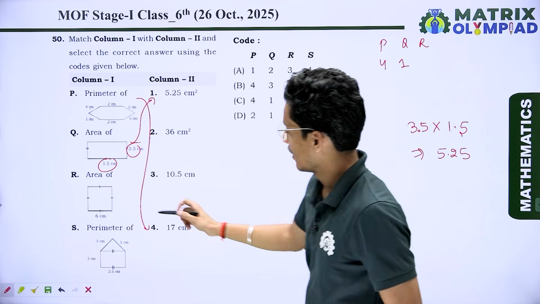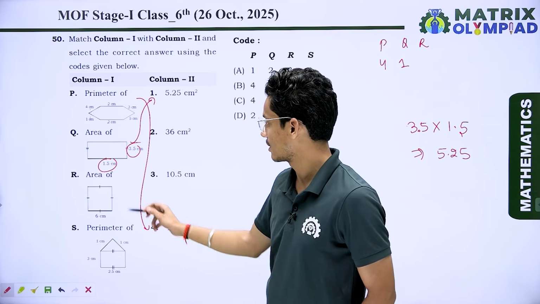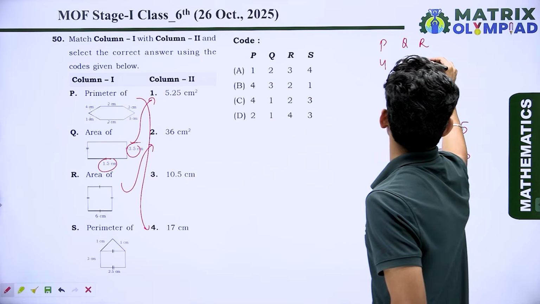Next, R. Area of this one, which is the square. So we know area of square, that is side square. So 6 multiply 6, 36. It means R is connected to 2. So R is connected to 2.